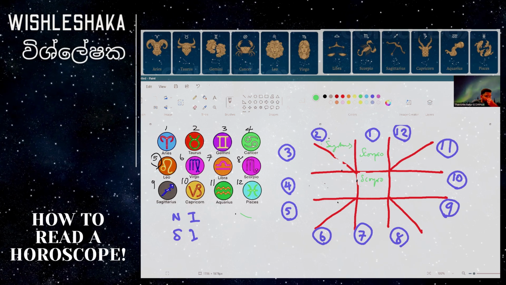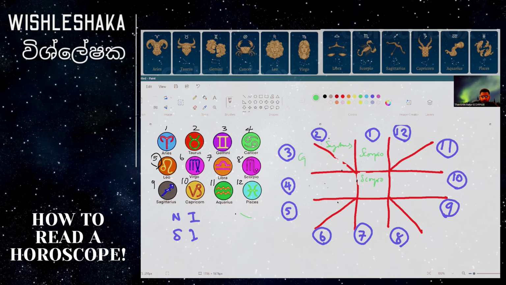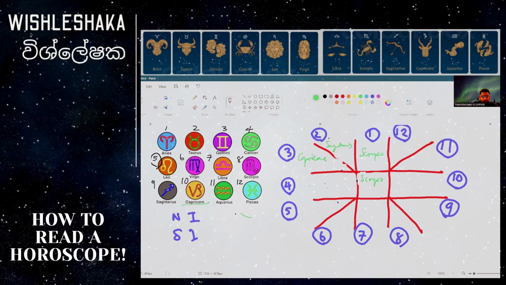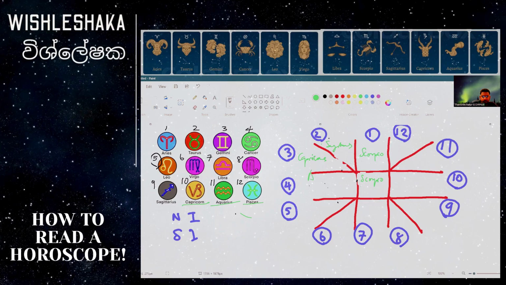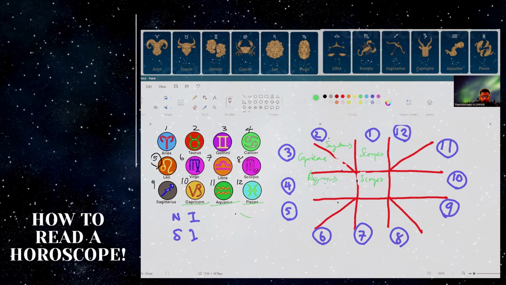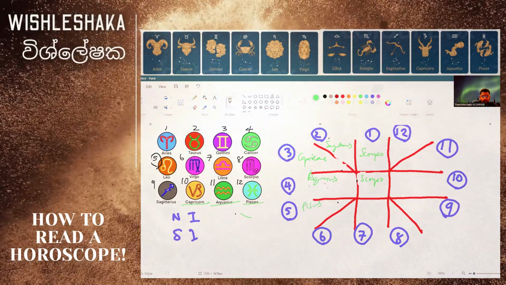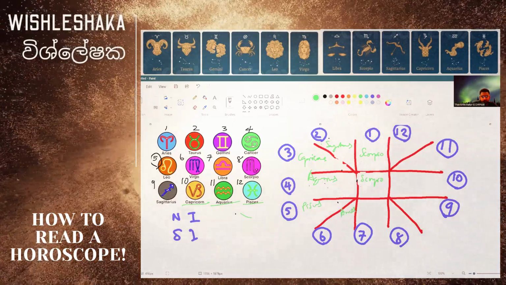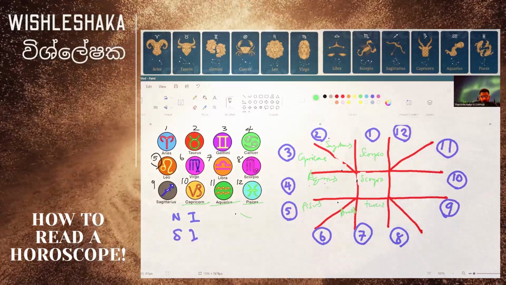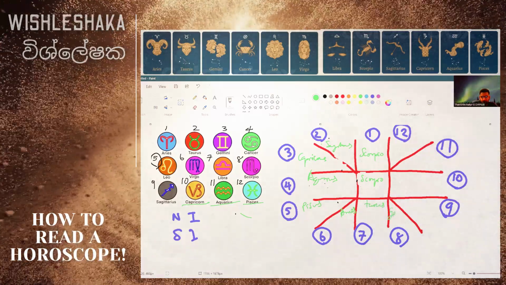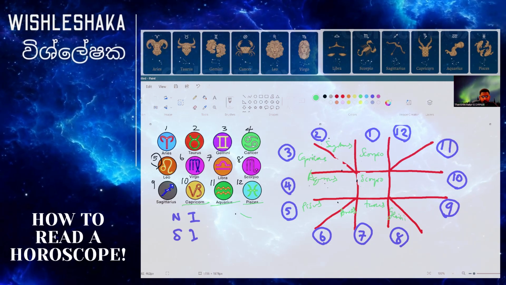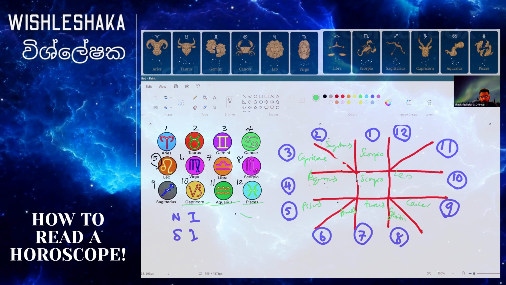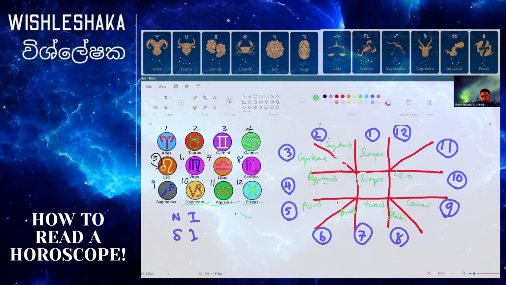What is the third house? That is Capricorn, because you have Capricorn, then Aquarius, then Pisces, then Aries, Taurus, Gemini, Cancer, Leo. So Leo is the 10th sign of that individual.